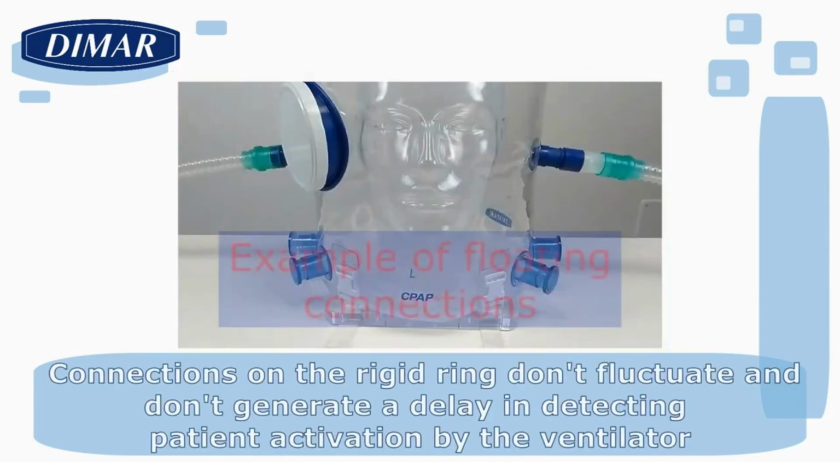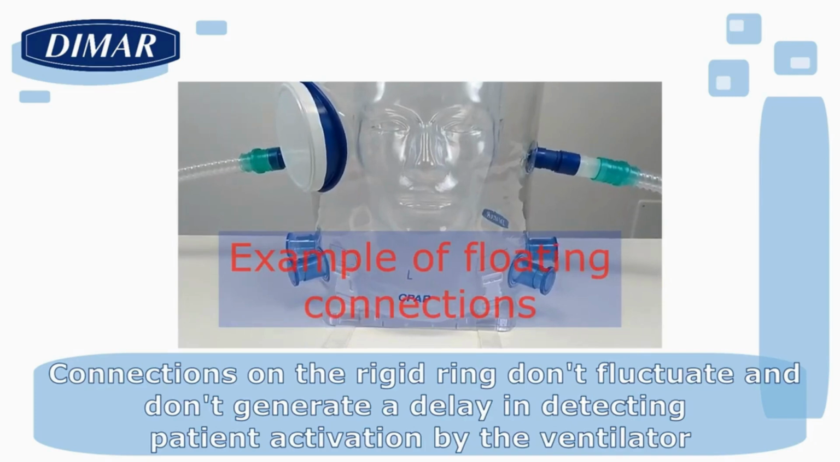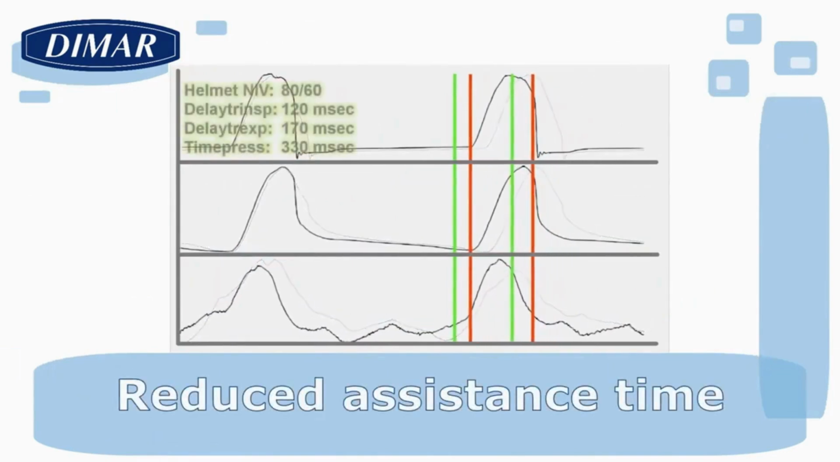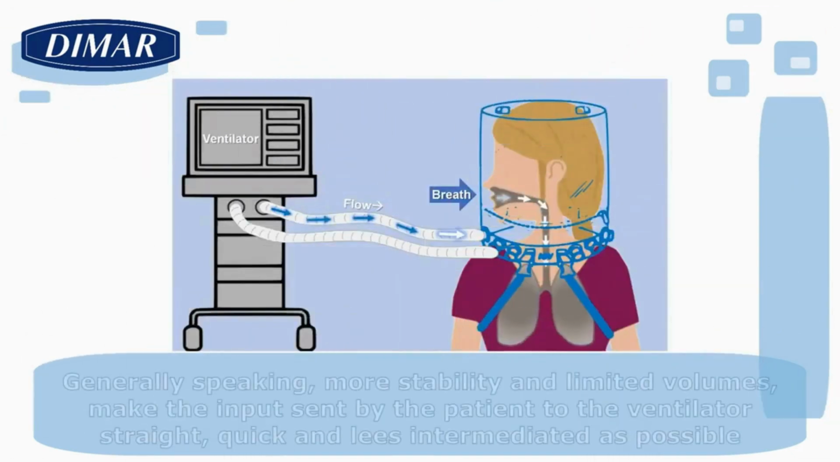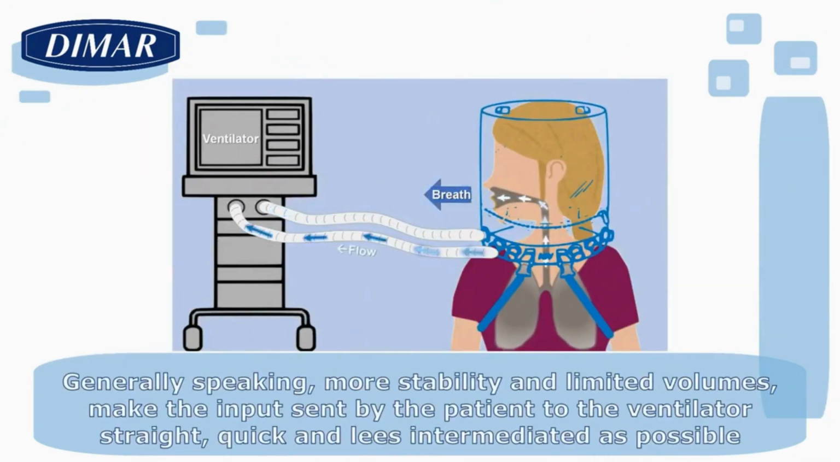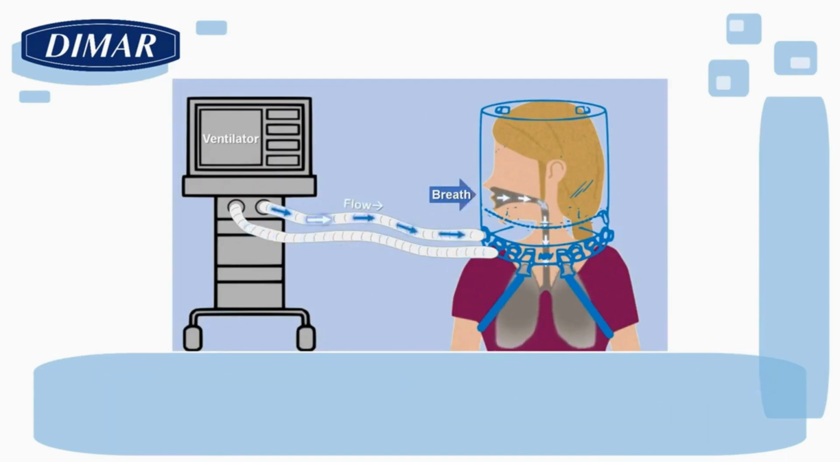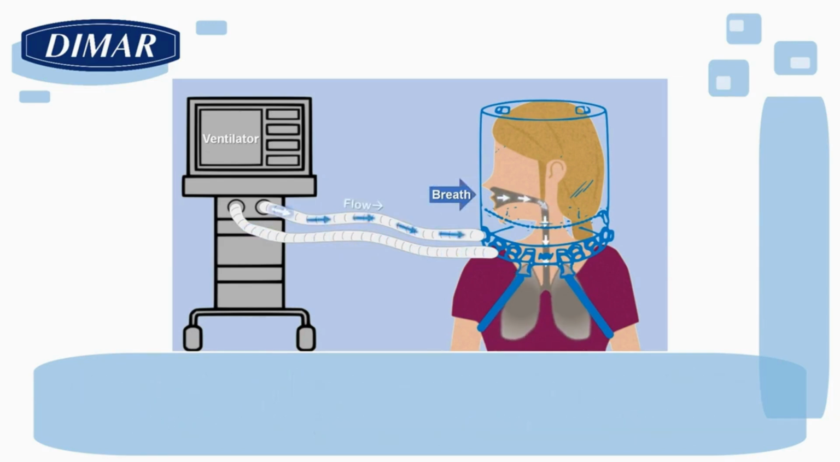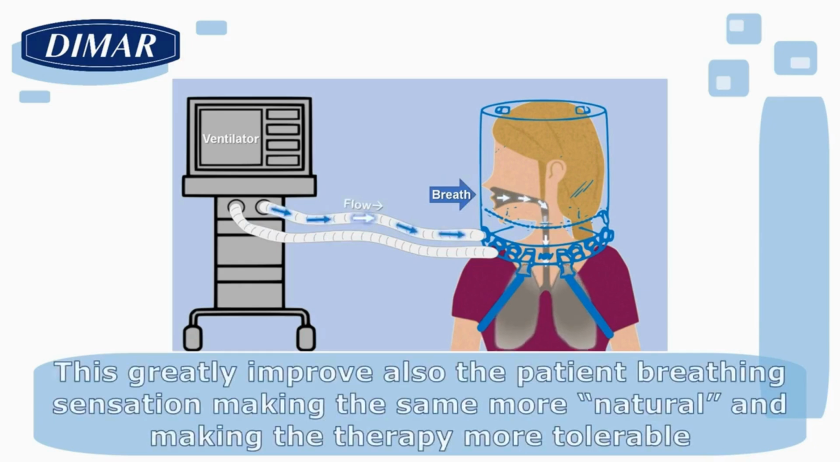Consider that, when increasing and decreasing the pressure inside the helmet, without fixing the connector on the rigid ring, they would fluctuate up and down, generating a delay in the detection of the patient trigger by the ventilator. This reduces the time of assistance, the time in which patient inspiration is in phase with the mechanical inspiration, that should ideally be 100%. Generally speaking, more stability and limited volumes make the input sent by the patient to the ventilator straight, quick and as little intermediated as possible. Same thing happens for the ventilator response to the patient activity. This greatly improves also the patient breathing sensation, making the therapy more tolerable and effective.